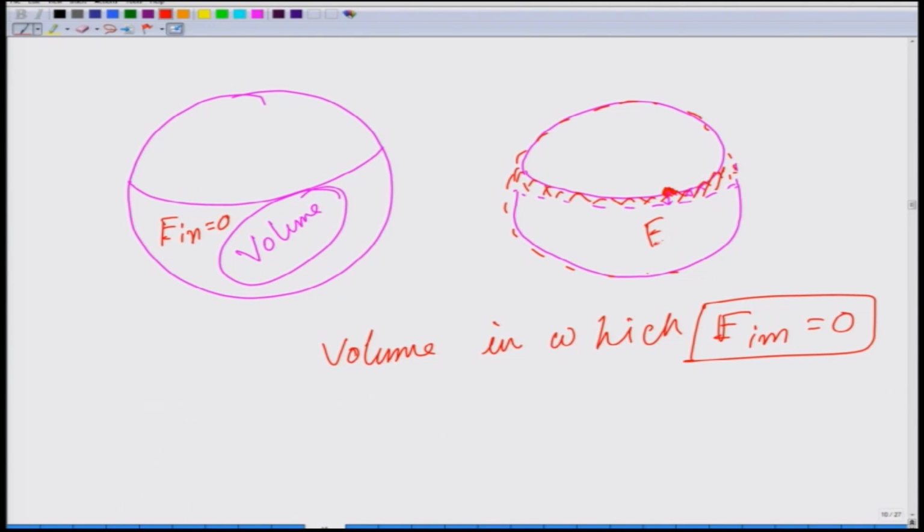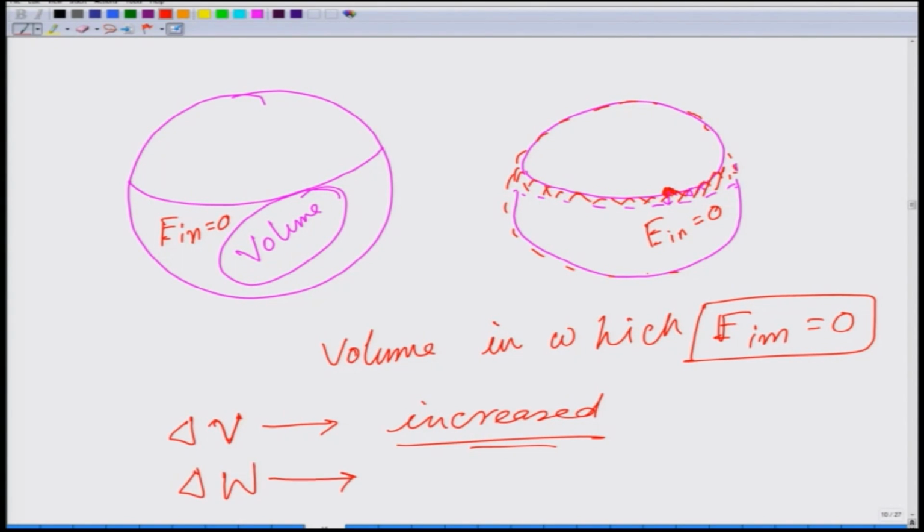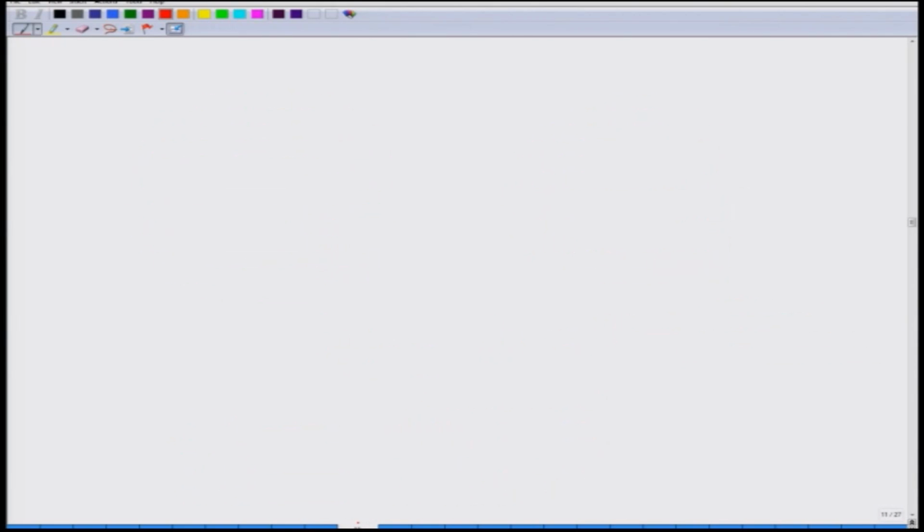E inside is still 0 here, but the volume increased. So the energy goes down. Delta V, where V is volume, is increased because I pulled one of the hemispheres, say the northern hemisphere. So delta W will decrease. Now you know the energy density; energy density is already known to you.